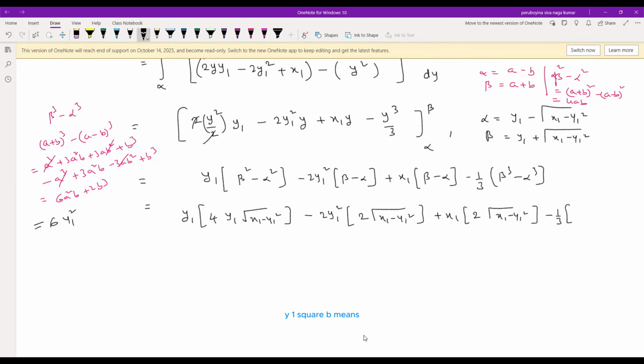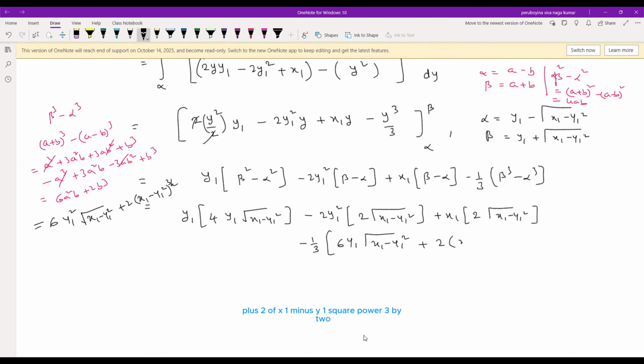y1 square, b means root of x1 minus y1 square, plus 2b cube. B cube means x1 minus y1 square power 3 by 2. So we will substitute here in this bracket. I will write it in the next step: minus 1 by 3 of 6y1 square into root of x1 minus y1 square plus 2 of x1 minus y1 square power 3 by 2.